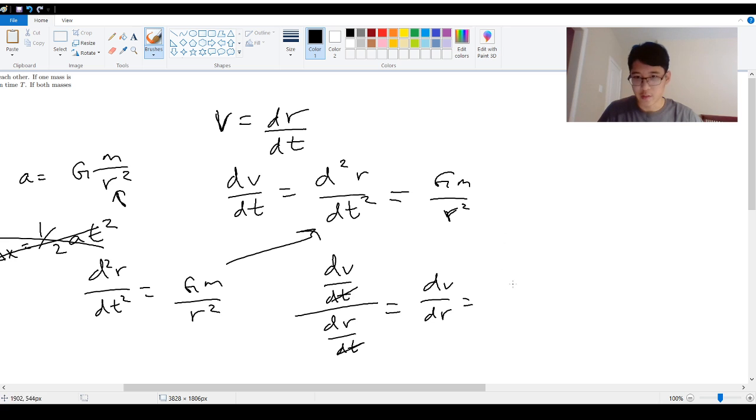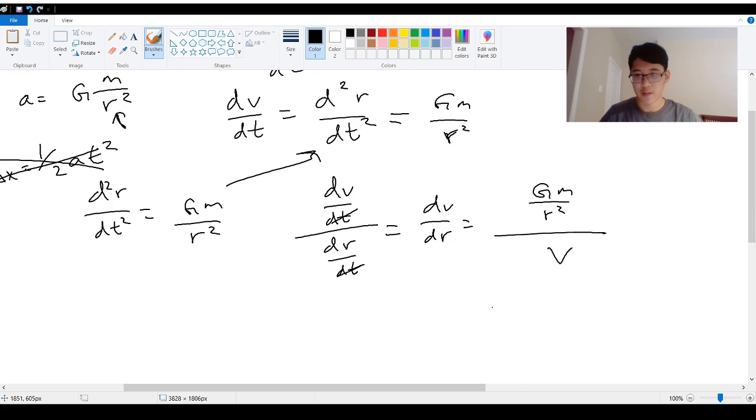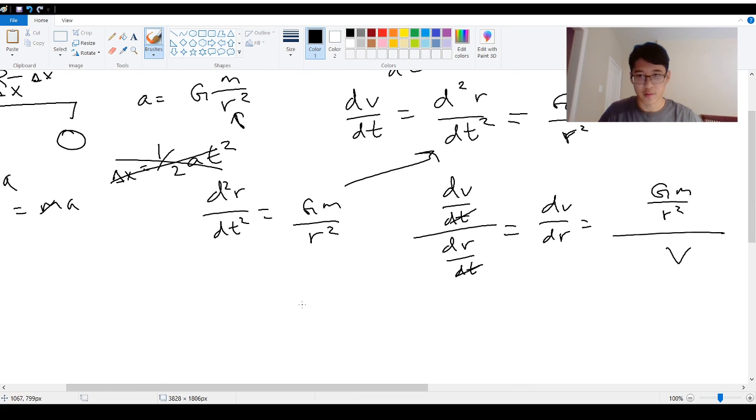is actually equal to, remember we set dv over dt equal to GM over r squared, so GM over r squared divided by dr over dt, which we set as v. Now we can separate this out, so it's like I'm multiplying by v on both sides, so v dv is equal to GM over r squared dr.